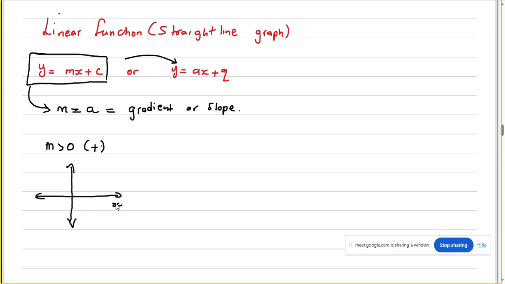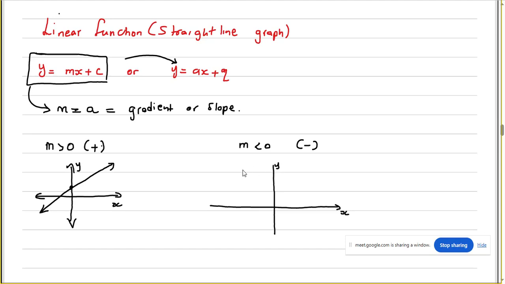So look at this. This is how the straight line graph will look like. So this will be a straight line graph. And let's say the value of m is less than 0, meaning it's negative. This is how your straight line graph will look like. It will be a decreasing function.